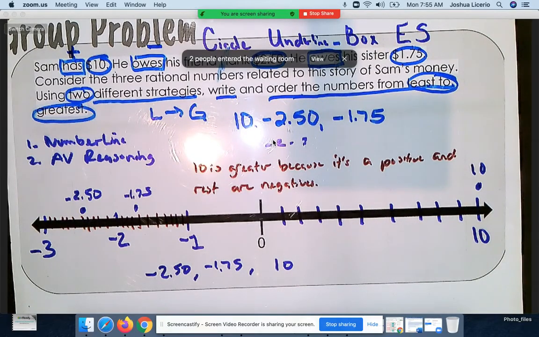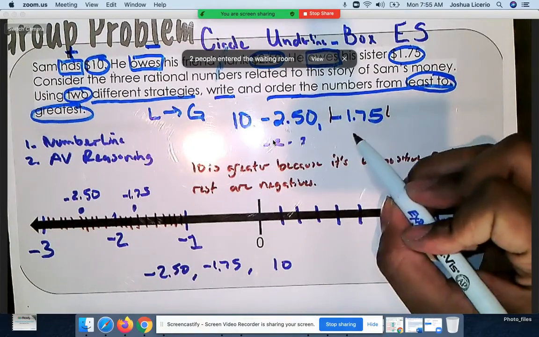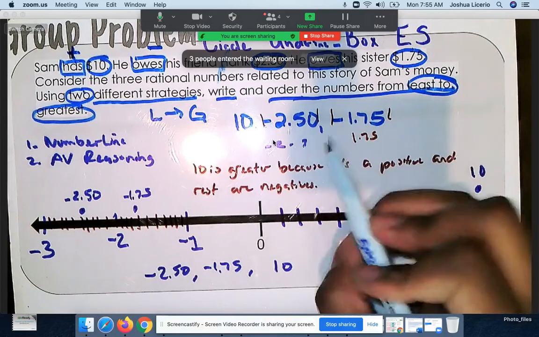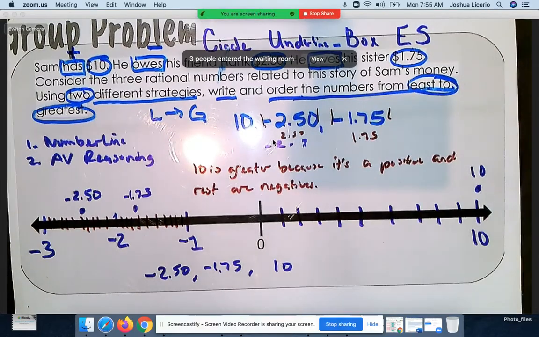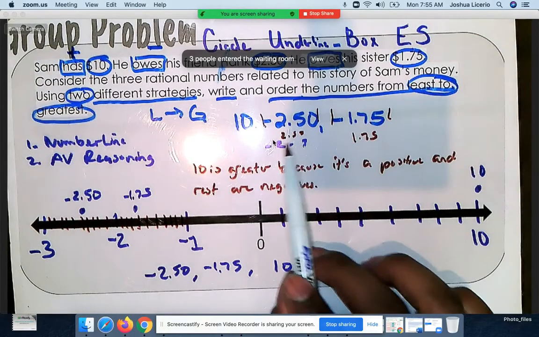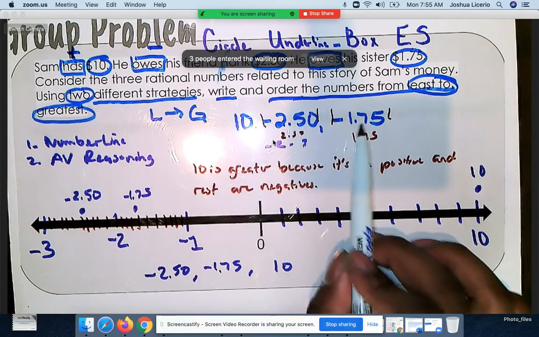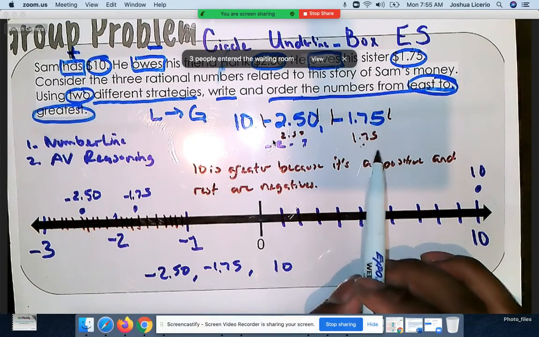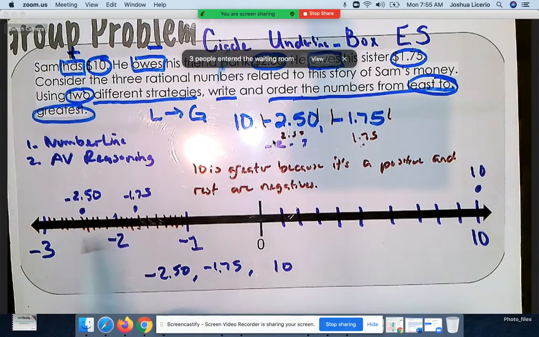Now, as we look at it, we can take their absolute values, right? The absolute value of $1.75 is just $1.75. That's how far it is from zero. The absolute value of $2.50 is $2.50, or only $2.50. Now, we can see already that the absolute value of owing $1.75 is closer to zero than $2.50. And we can actually visually see that here on our number line.